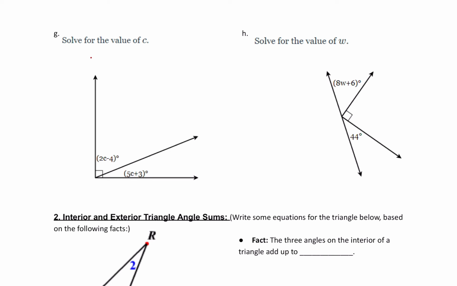So in other words, 2c minus 4 plus 5c plus 3 is equal to 90 degrees. I'm going to combine like terms. 2c plus 5c is 7c. -4 plus 3 is -1. That still equals 90. So I add 1 to both sides, I get 7c is equal to 91. And if I divide both sides by 7, I get c is equal to 13.